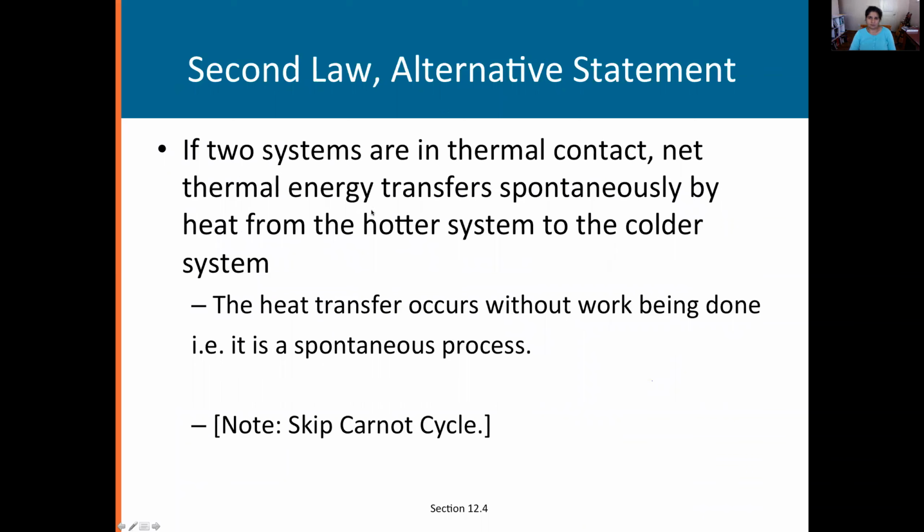Alternative system statement for second law. If two systems are in thermal contact, the thermal energy transfers spontaneously from the hotter system to the colder system. This is relating back to the 0th law also about thermal equilibrium. So heat transfer occurs without work being done, i.e. it is a spontaneous process. At this point in your book, there's the Carnot cycle. We're going to skip the Carnot cycle, but a Carnot engine is essentially the most efficient engine that one could imagine.